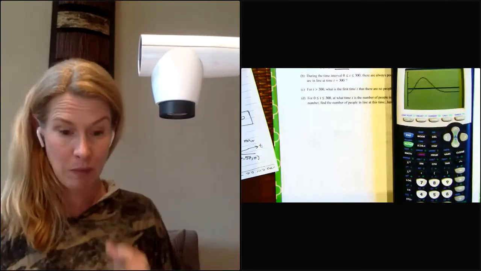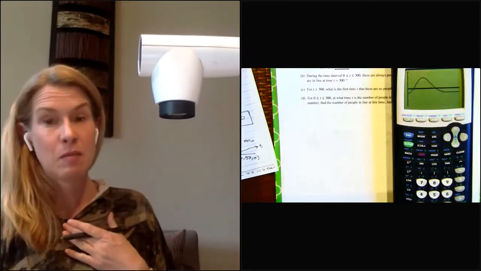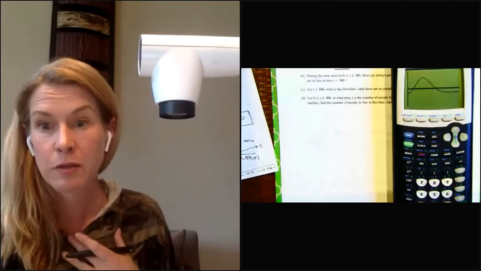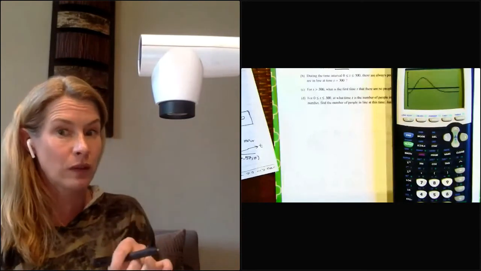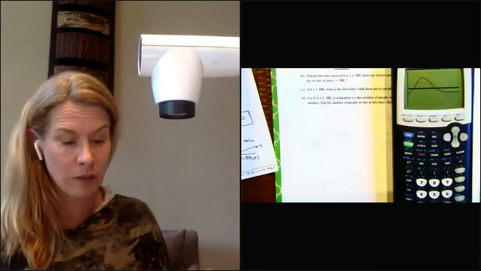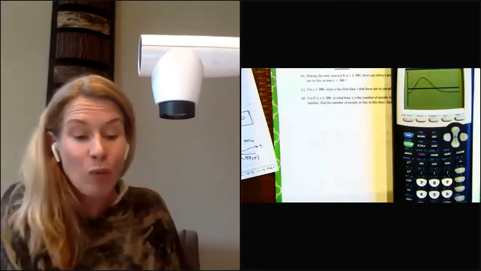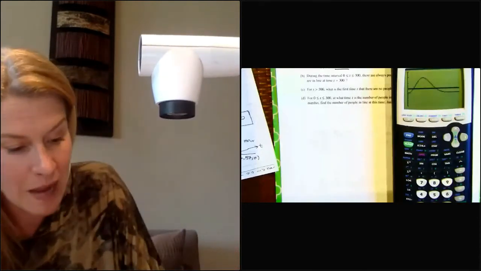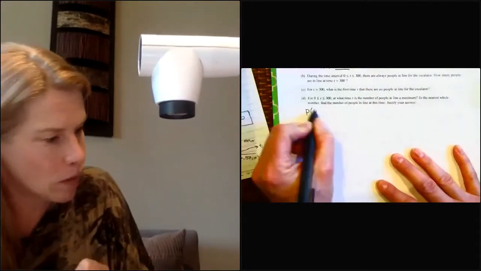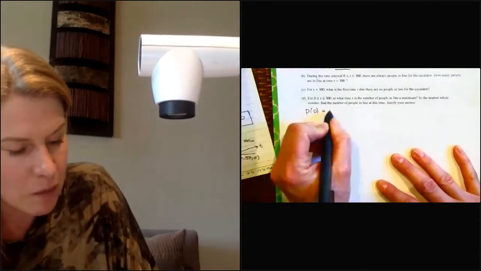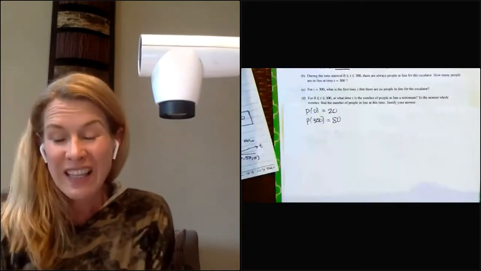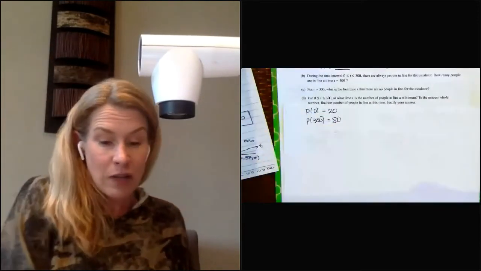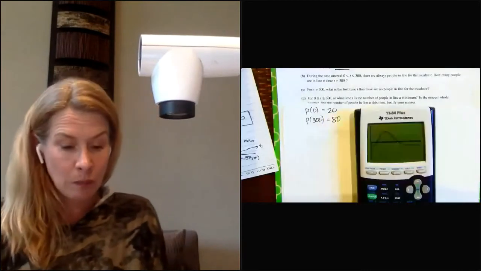That's our absolute minimum. So a thing to keep in mind on an absolute min or absolute max problem is not only do we need to look at critical points, we also need to look at endpoints. And so luckily we already know the number of people in line at time 0, which was 20. And we knew at time 300, we solved and figured out that that was 80. So let's look at our graph and see if there's any useful information here.